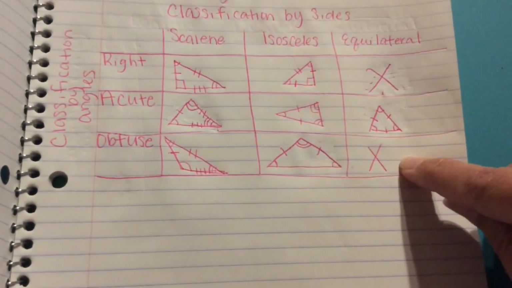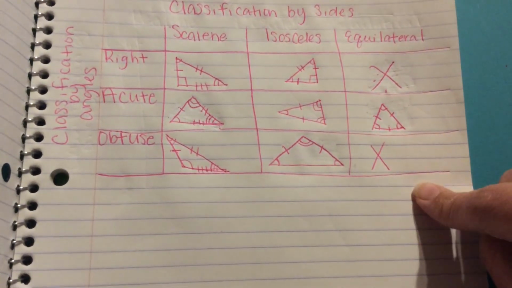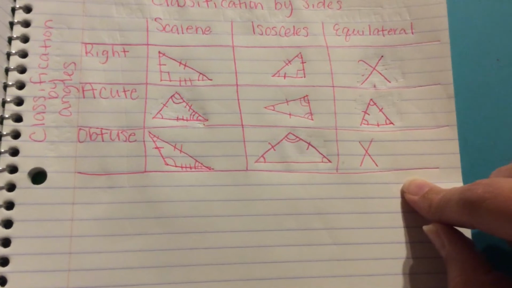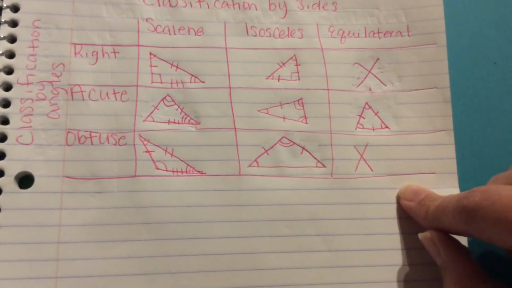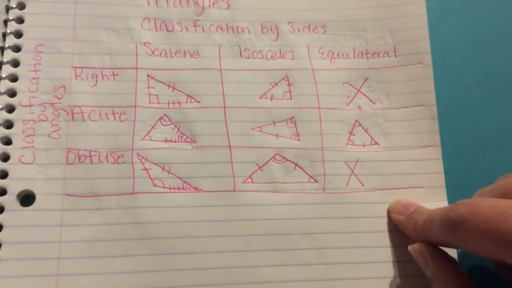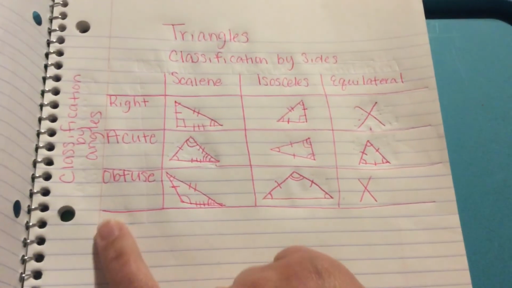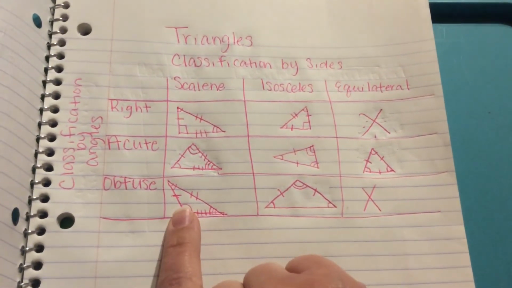Same thing with an obtuse triangle. Obtuse angles are larger than 90 degrees. If I had 2 angles that were larger than 90 degrees, I would be at more than 180 degrees. Remember, we classify triangles by their angles by looking at their largest angle measurement.